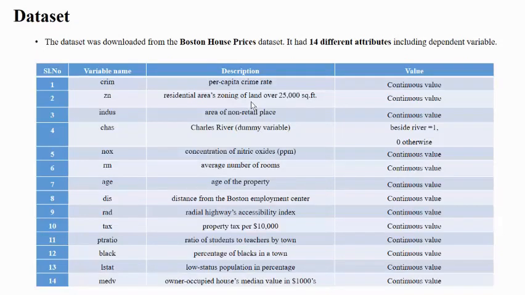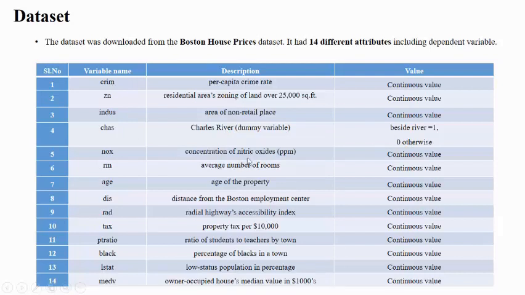The data set which I have used for this study is downloaded from the Boston Houses Prices data set, and it consists of 14 different attributes, as shown in this slide. The first is crime, that is per capita crime rate. The second is the residential area zoning of land cover, a continuous value. The third is the Indus area of non-retail place. The fourth attribute is the Charles River, a dummy variable: if a house is beside the river, it is coded as 1, or else it is coded as 0.